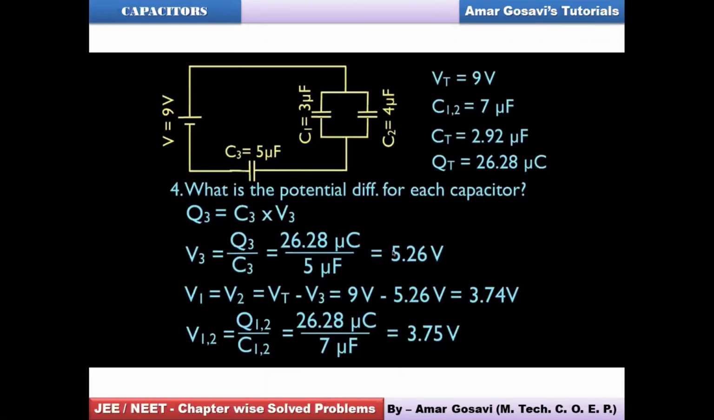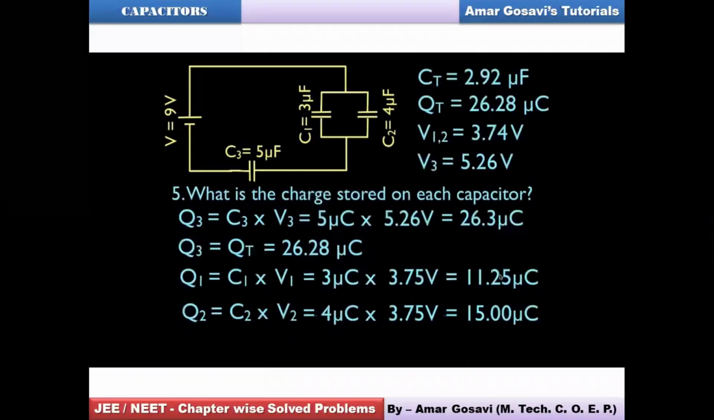Now let's talk about what's the charge stored on each capacitor. This was the fifth part. Charge will be given by C into V. So Q3 is C3 V3. C3 we know is 5 microfarad and V3 we have worked out, 5.26 volt. This is how we get Q3. So Q3 and Q total are the same, approximately 26.28 microcoulomb. It has come out to be the same, you can see here also.